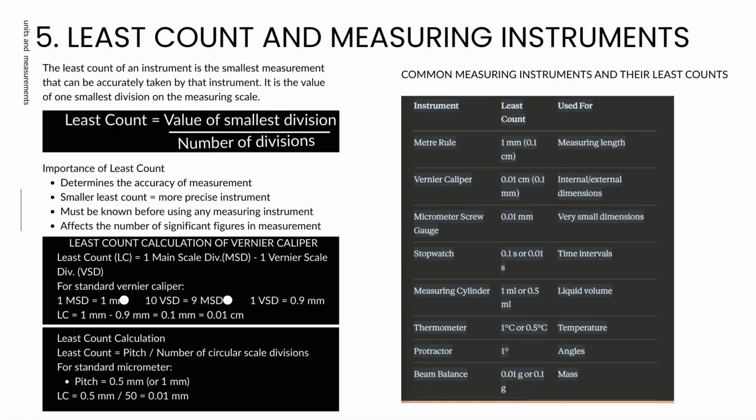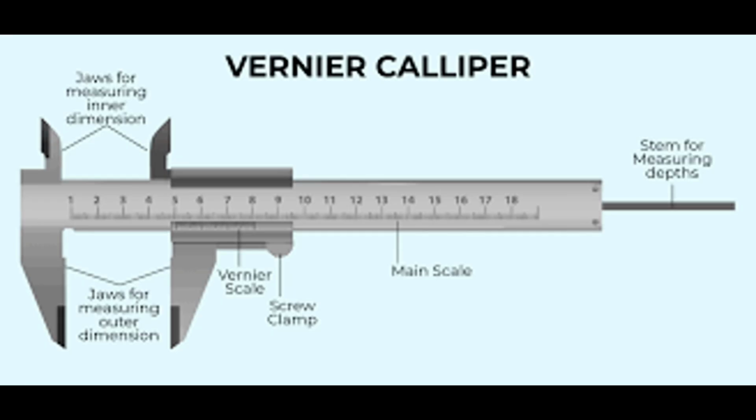It can measure very small dimensions like a very thin paper. A stopwatch can measure up to 0.1 seconds or 0.01 seconds. A measuring cylinder or thermometer can measure up to 1 degree Celsius or 0.5 degrees Celsius. A protractor measures 1 degree angle, and a beam balance measures 0.1 gram based on the build.